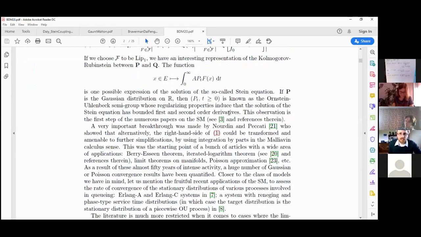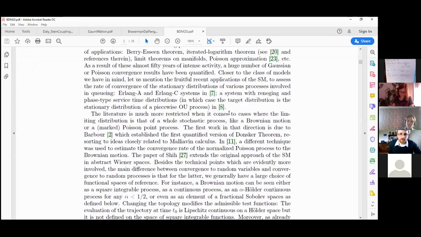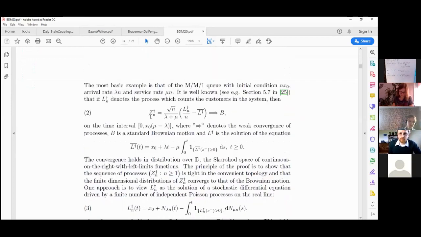In this paper, I'm trying to see, they're taking these kinds of results, a process which is counting the number of jobs in a queuing system, and showing that the process converges, in this time, at a process level to a Brownian motion. So you do have to worry, of course, about what metric you're using to quantify that convergence.